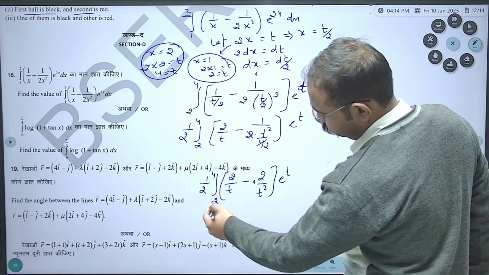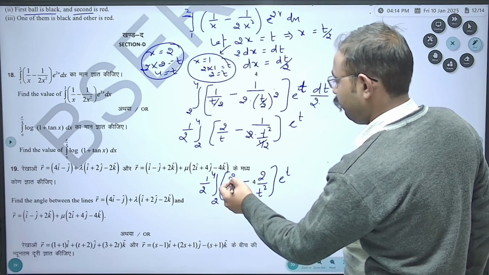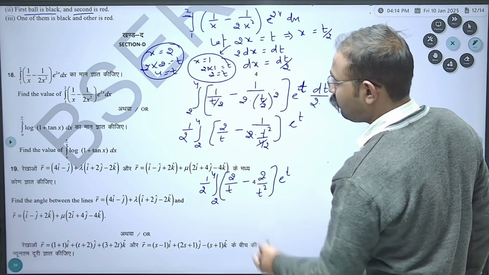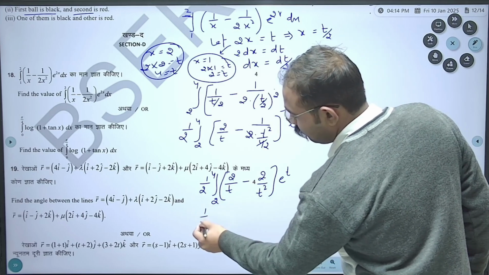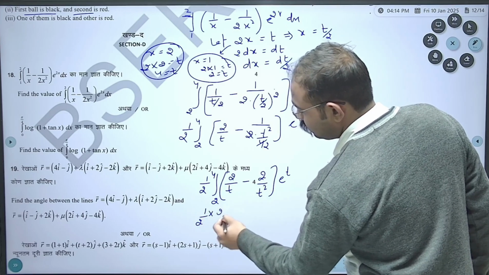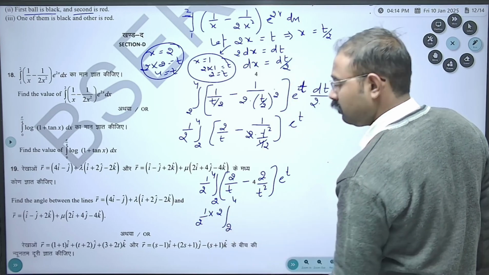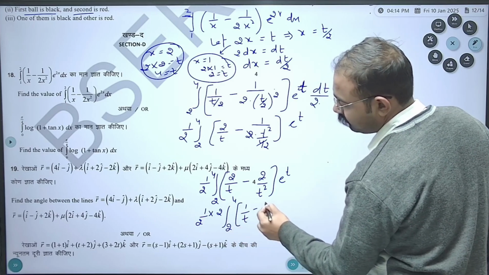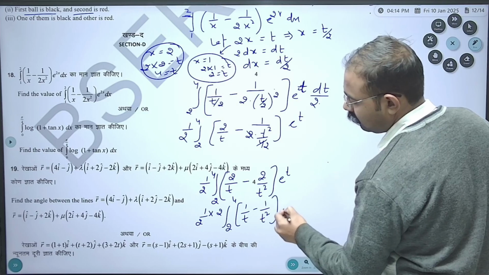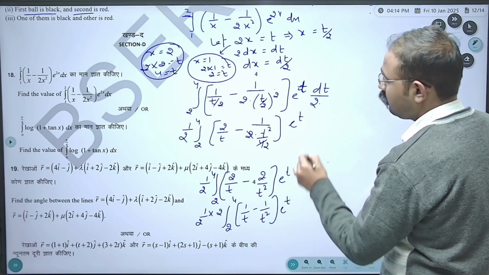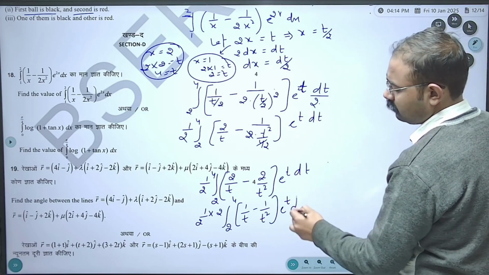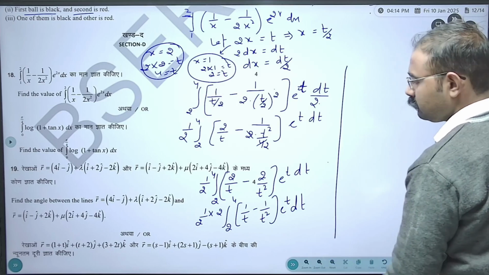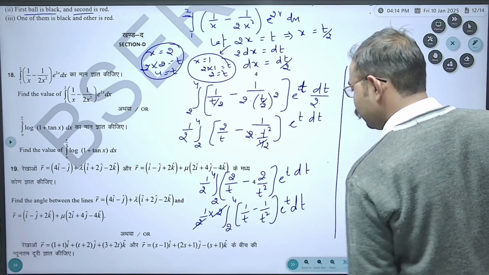So we can take out this 2 as common also. 1 upon 2 multiplied by this 2 will be common. 2 to 4, in bracket we have 1 upon t minus 1 upon t square, e raised to the power t dt. This 2 and 2 cancel.